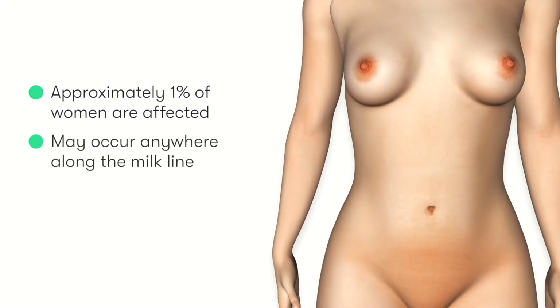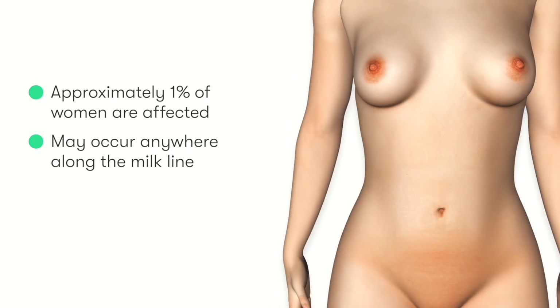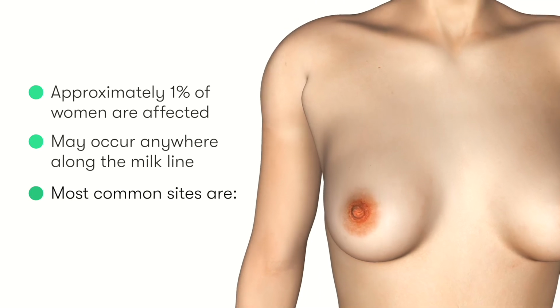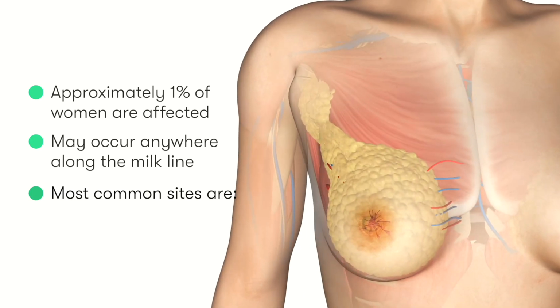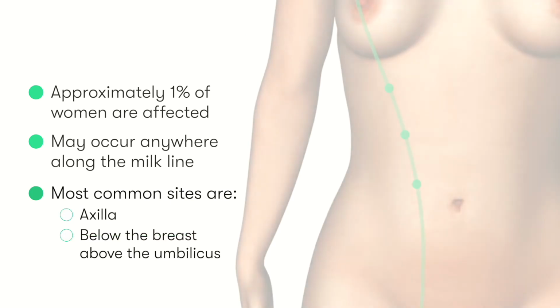They occur at any point on a line, which extends from the axilla down into the groin. We refer to this line as the milk line, as its presence indicates the site of the ectodermal mammary ridge, which forms during embryological development, and upon which the breast bud develops. Whilst accessory nipples and breast tissue can occur at any point along the milk line, the most common locations for them to be found are in the axilla and in the space between the breast and the umbilicus.